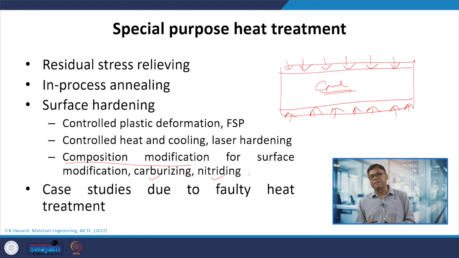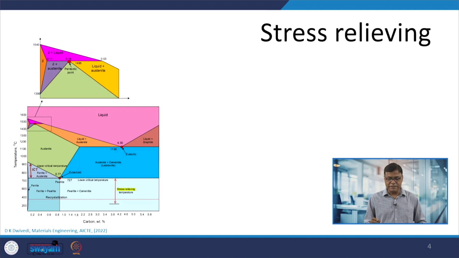For achieving the desired phases and desired properties, different kinds of surface modification methods are there by changing the composition. We will be taking up one case study related to faulty heat treatment, or incorrect case hardening heat treatment, followed by secondary processing. As far as stress relieving is concerned, whenever a component is subjected to localized heating or localized plastic deformation, whether it is casting, welding or forming, this leads to the development of residual stresses.